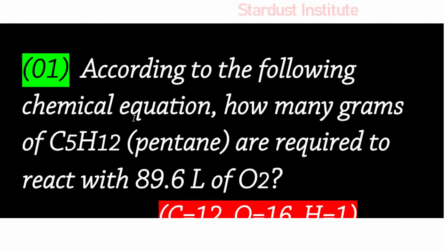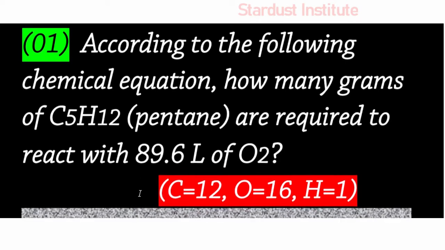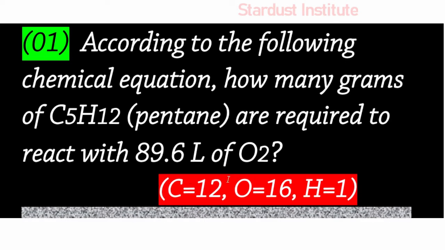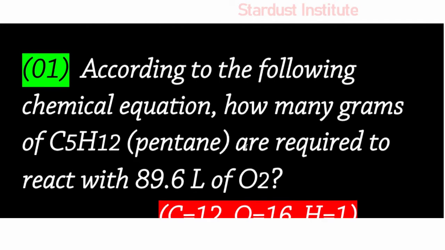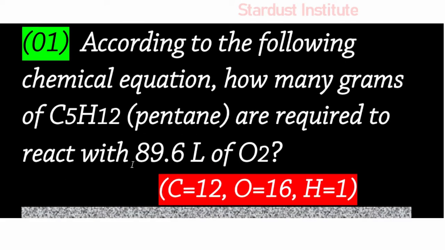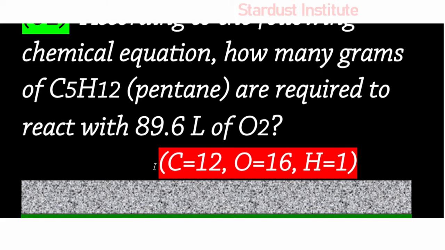According to the following chemical equation, how many grams of C5H12, that means pentane, are required to react with 89.6 liters of oxygen? We have been given carbon 12, oxygen 16, hydrogen 1.